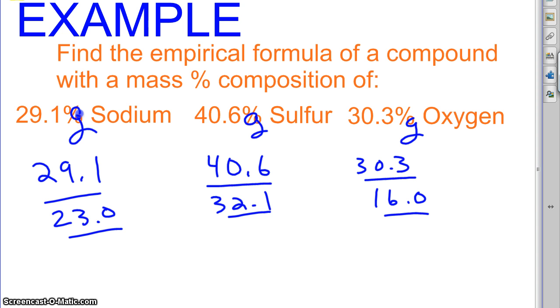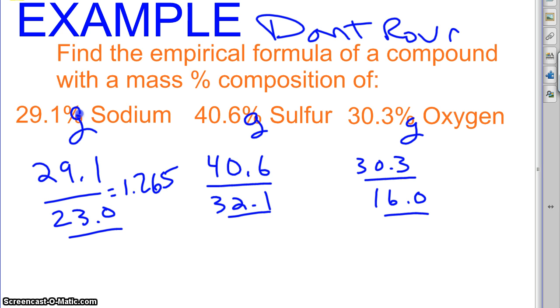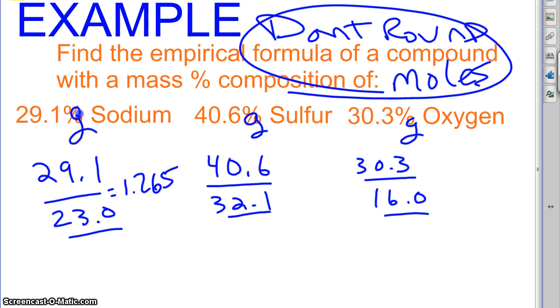29.1 divided by 23 is 1.265, and it does not work out evenly. Don't round these. Don't round moles. When you're comparing things, when you're finding ratios here, don't round them at all. We got 1.265, you can keep going if you like. That's probably far enough, but don't round. Don't call that 1. Certainly don't call it 1.3. That could really mess up your ratios later.